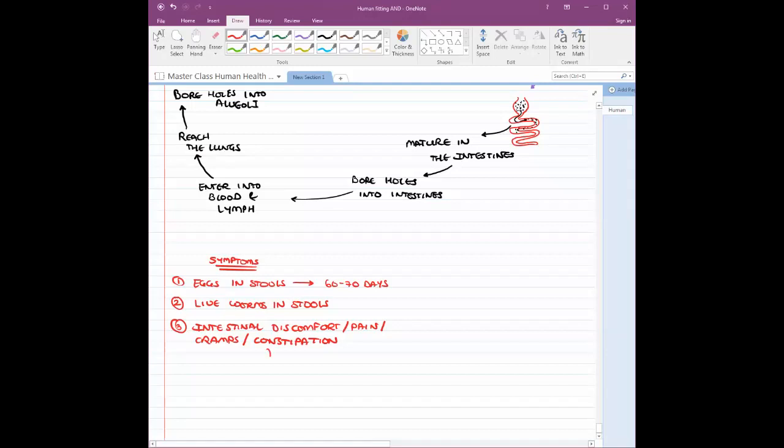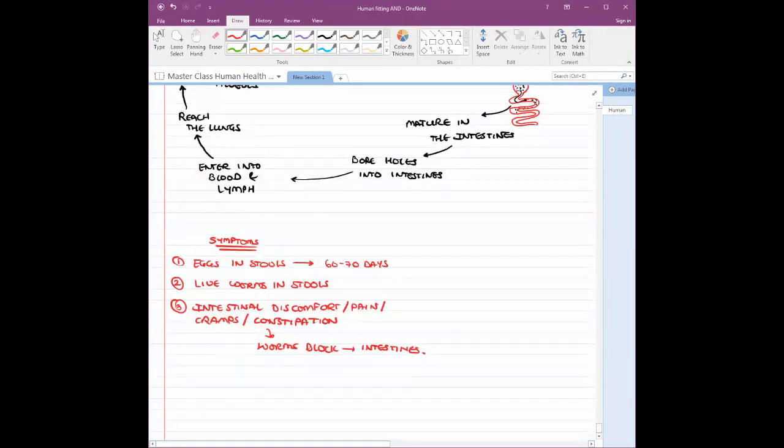And why is all this happening? Why are you experiencing all this? Because the worms block the entire intestine, guys. They are going to form an entire blockage of the intestines.